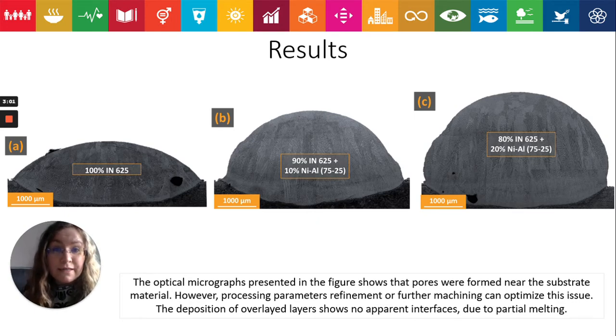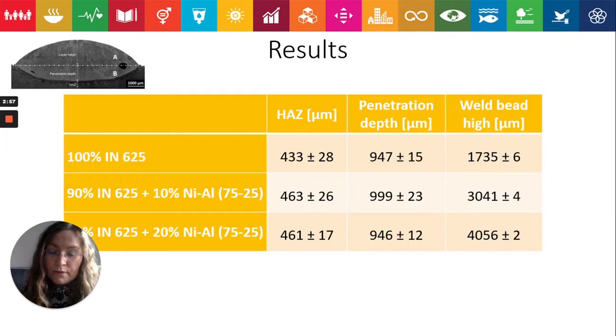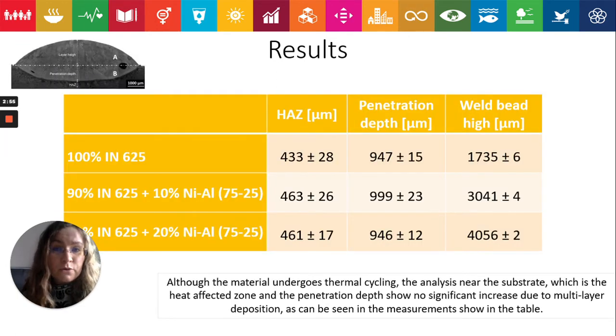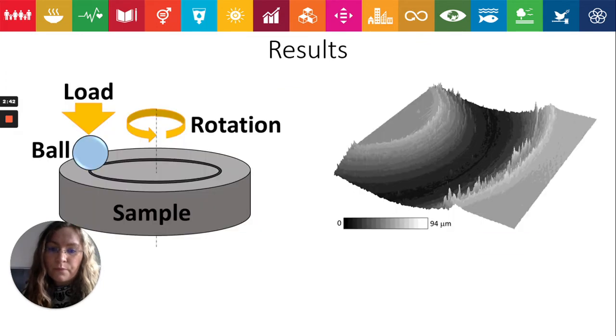The deposition of overlaid layers shows no apparent interface due to partial melting. Although the material undergoes thermal cycling, the analysis near the substrate, which is the heat-affected zone and the penetration depth, shows no significant increase due to the multi-layer deposition, as can be seen in the measurements shown in the table.